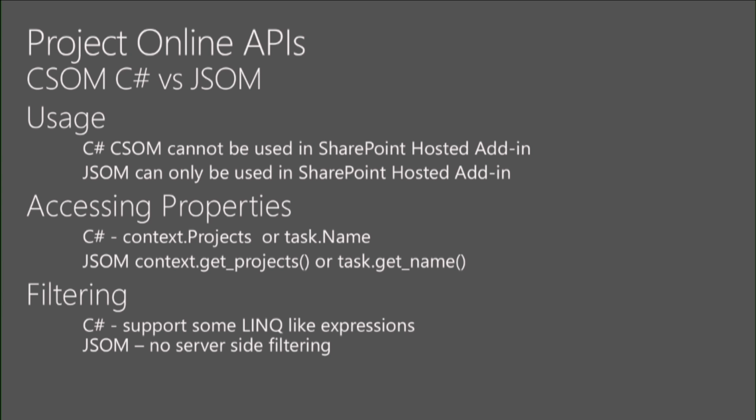A couple of caveats, which I found interesting the first time I used it. In C#, because you have access to the library, Visual Studio can do all the completion for you. If you want the projects or the name of the property, it's like .projects.name. In JavaScript, because those are treated a bit differently, you actually have to use get methods in order to get the information. So if I want to get the list of projects, it's get_projects. If I want to get the name, it's get_name.